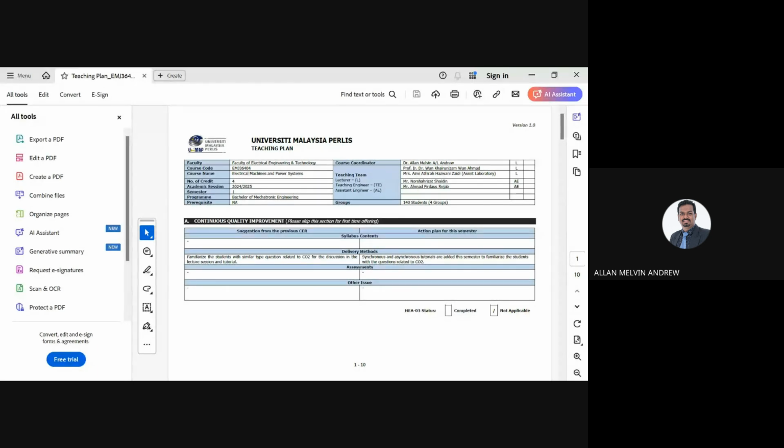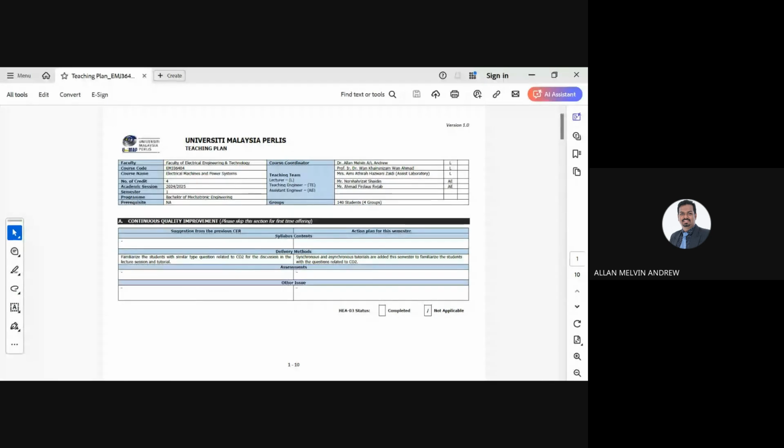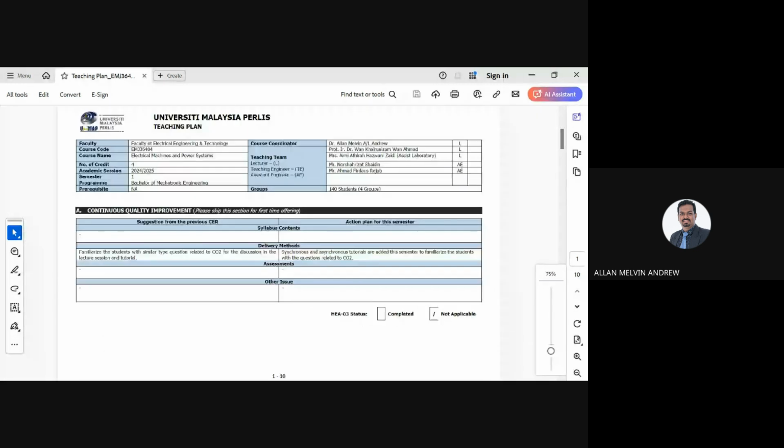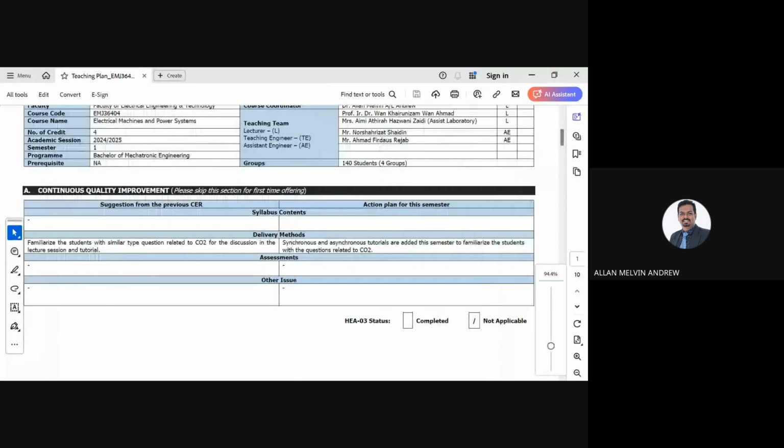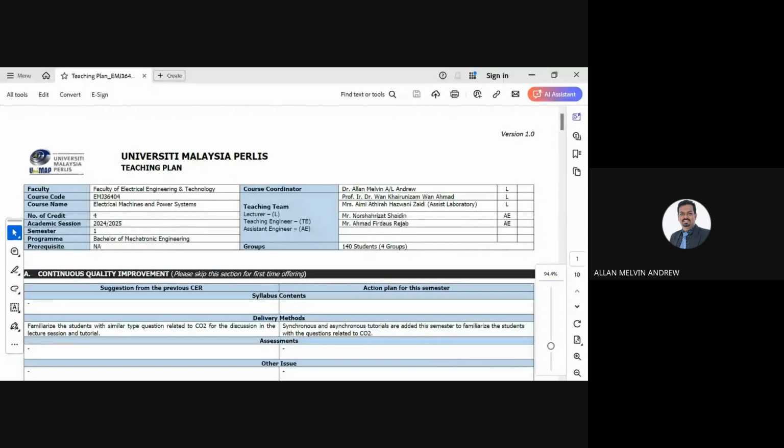I think it's a bit small. Is it clear? Okay, so I think it's clear. This is the teaching plan for this subject. It's a 4 credit hour subject, meaning you need to score it. If not, it will affect your pointer. So please put some effort into studying.